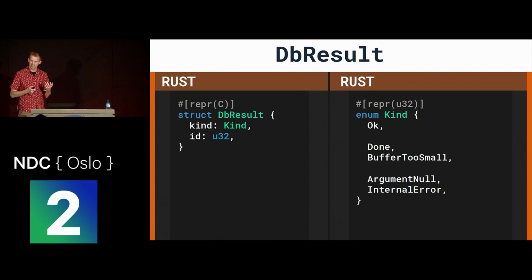That repr(C) there is an attribute that says lay this thing out the same way that C would, so that we have a common ABI that we can use on C#. So our DB result has a kind, which is a 32-bit value. It can be OK or an internal error or a couple of other variants depending on what's going on. It also has a 32-bit ID. So in total, our DB result is a 64-bit value that we return from our FFI.